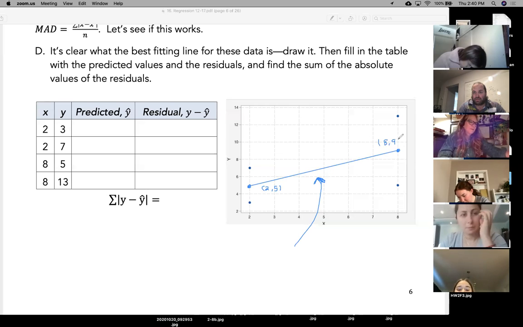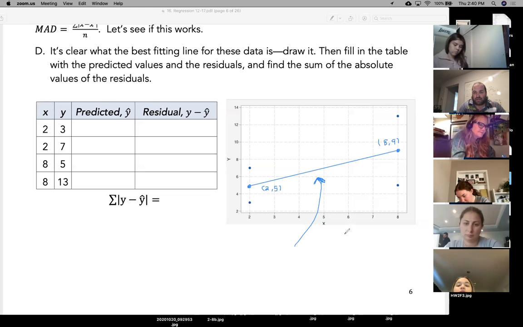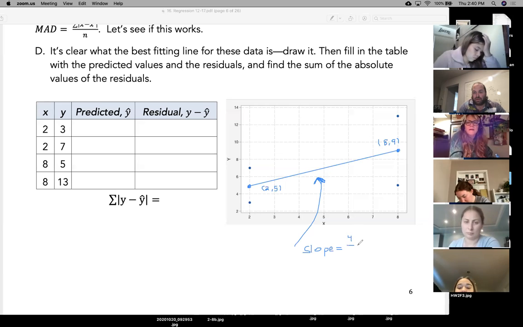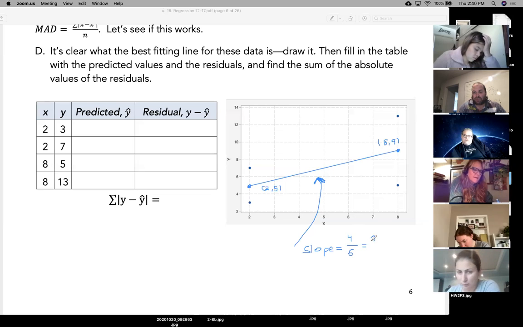8,9, correct. So the slope is what? Slope is rise over run. I rise up by 4 as I run from 2 to 8, so I run 6. The actual formula is y1 minus y2 divided by x1 minus x2. That is 100% correct. Y1 minus Y2 divided by X1 minus X2.